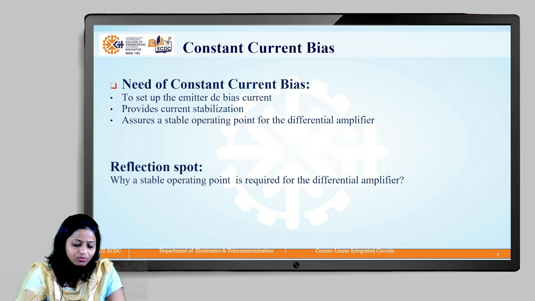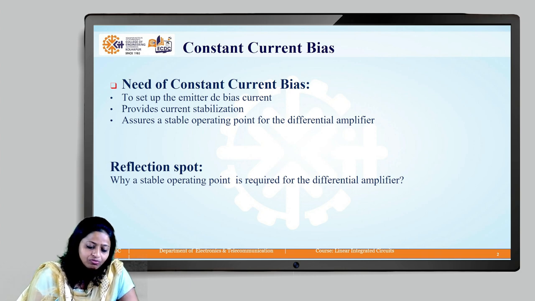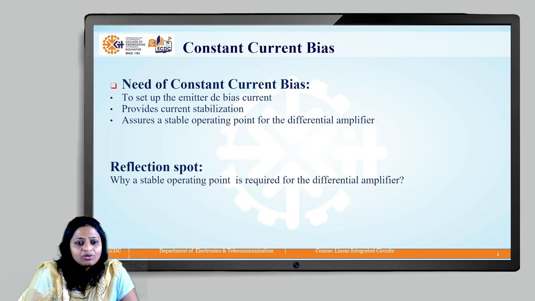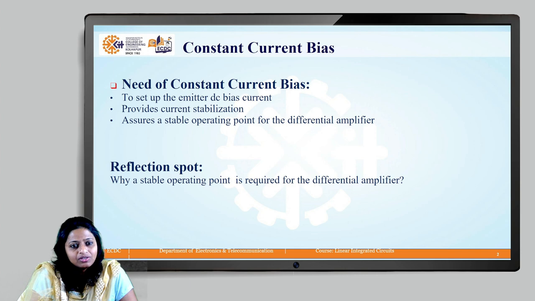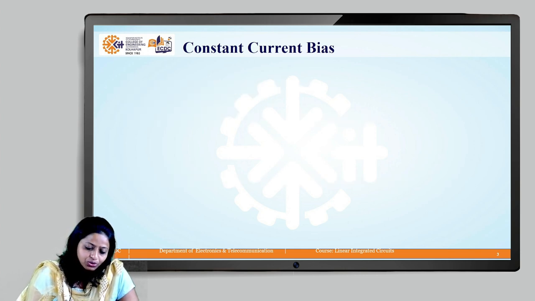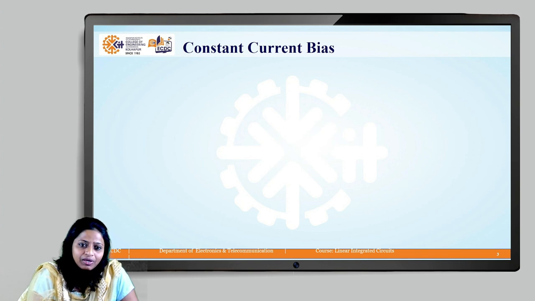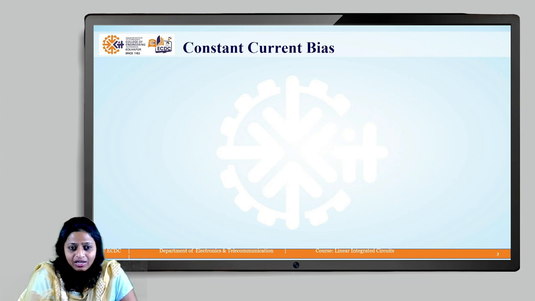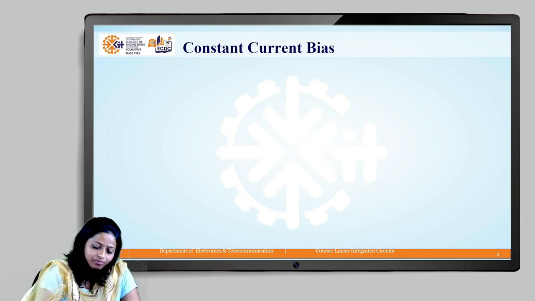Okay, so now we'll study how we can achieve the constant current biasing in case of the differential amplifiers. In order to have this constant current biasing in dual input balanced output differential amplifier, we are going to replace that resistance RE which is available at the emitter side with another circuit consisting of a transistor and resistors.